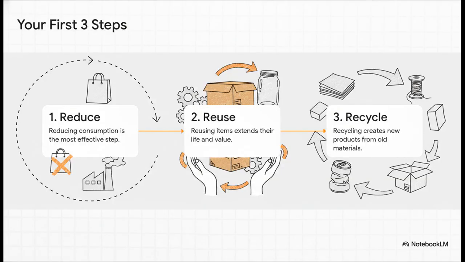And this right here shows you the hierarchy, which is so important. The number 1 most effective thing you can do is just reduce what you use in the first place. Don't use what you don't need.